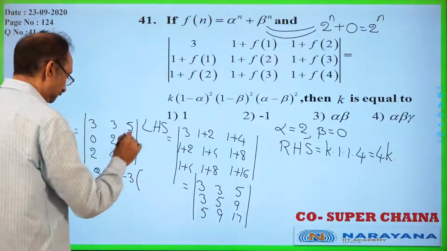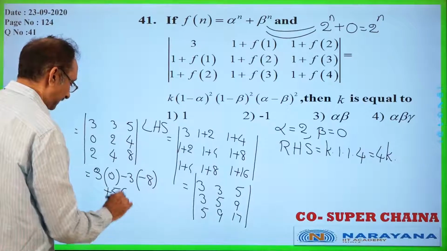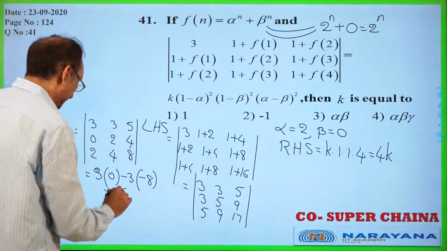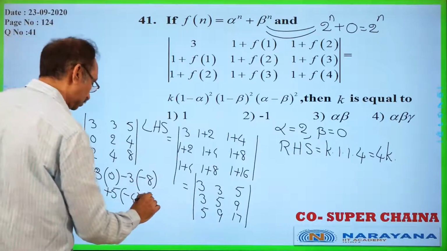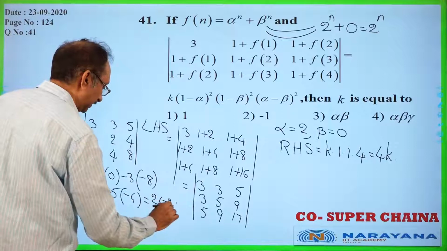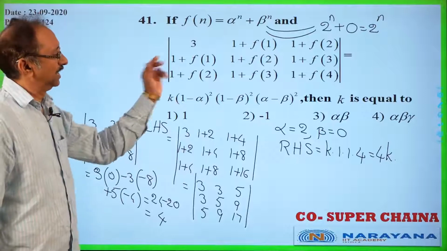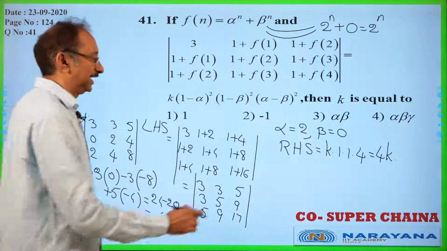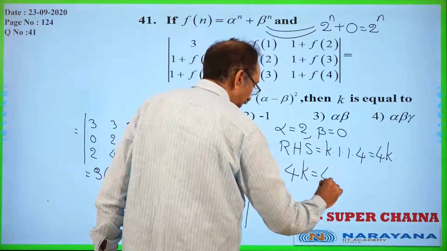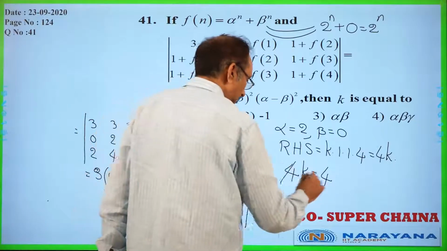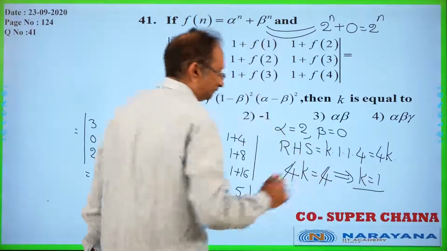Minus 3 into 0 minus 8, plus 5 into 0 minus 4. So expand this. This is 24 minus 20. That is equal to 4. And therefore, left hand side is 4. And what is the right hand side? Already we got it as 4k. So these two must be equal. And therefore, by cancelling the value of 4, k is equal to 1.